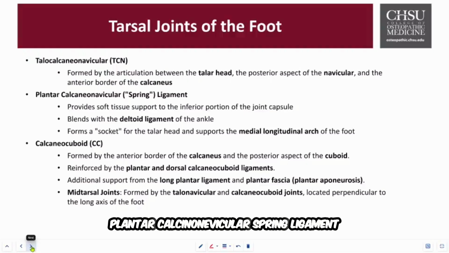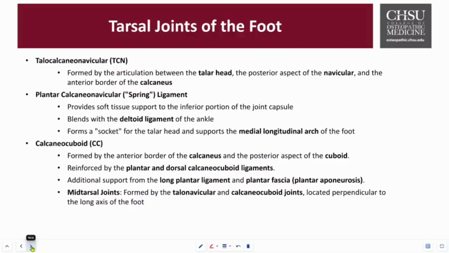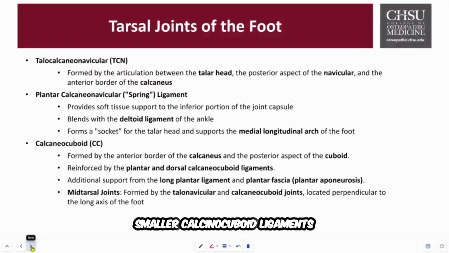It's supported by the plantar calcaneonavicular spring ligament, which maintains the medial arch. The calcaneocuboid CC joint is supported by the long plantar ligament, as well as the plantar aponeurosis. This helps provide the lateral side of the foot some stability. Collectively, the mid-tarsal joints, the TCN and the CC, act as a functional unit and help you adapt to uneven surfaces during gait. The calcaneocuboid ligament is formed by the anterior border of the calcaneus and posterior border of the cuboid, and it's reinforced by several smaller calcaneocuboid ligaments.